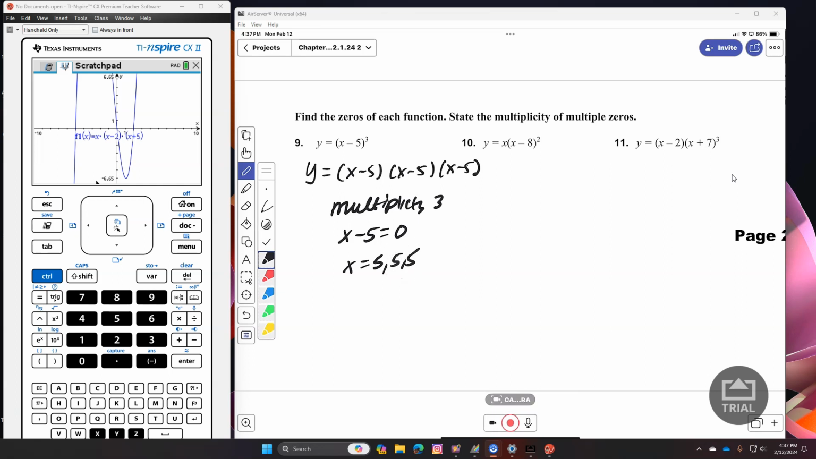Number 10, we have x equals 0, and then we have x minus 8 equals 0, and that's twice. That's a multiplicity of 2. So x equals 8 is a multiplicity of 2, and this one is a multiplicity of 1. There's only 1.